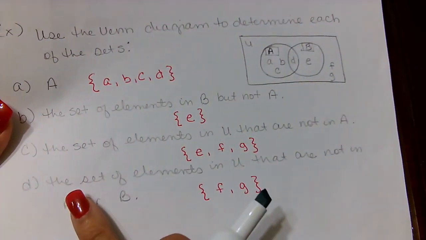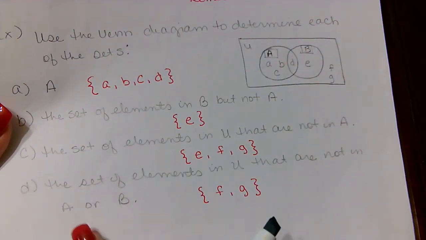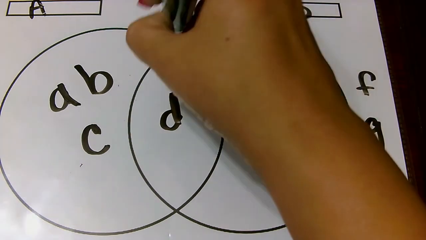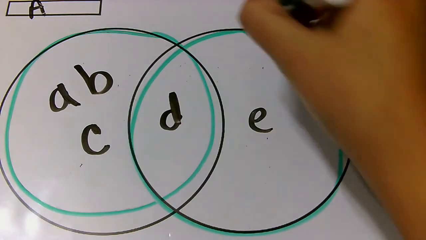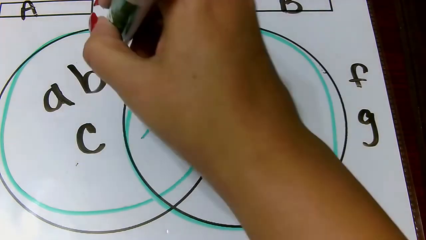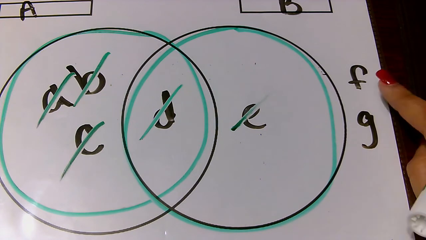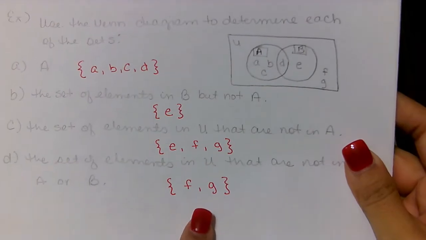The last problem says the set of elements in the universe that are not in A or B. So I'm going to go ahead and circle everything in A. I'm going to circle everything in B. And then it says the elements that are not in A, so everything that's in A I'm going to cross out. But then it says or B, so it can't be in B either. That only leaves two elements, which are F and G. I have that right here.